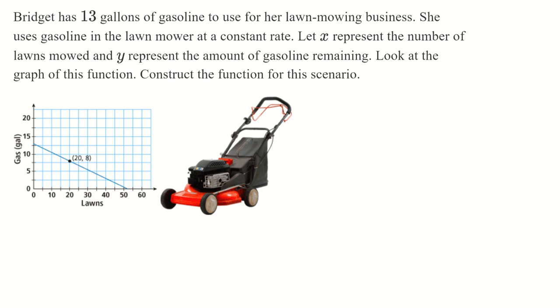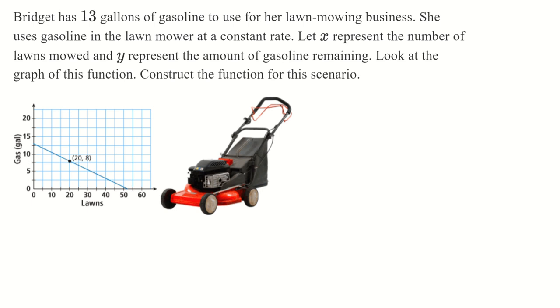All right, Bridget has 13 gallons of gasoline to use for her lawn mowing business. She uses gasoline in the lawnmower at a constant rate. Let x represent the number of lawns mowed and y represent the amount of gasoline remaining. Look at the graph of this function and let's construct a function for this scenario.